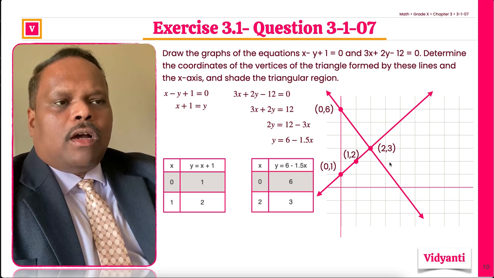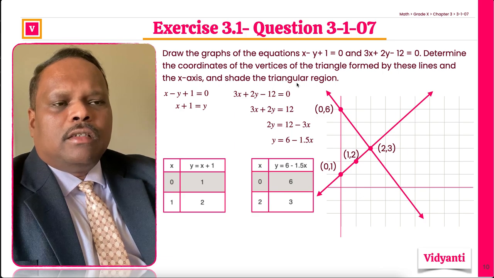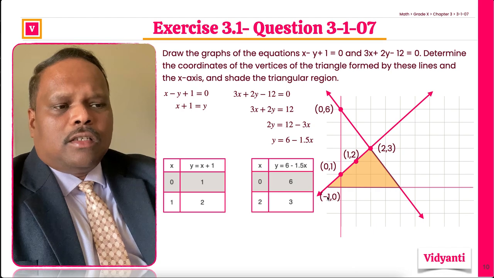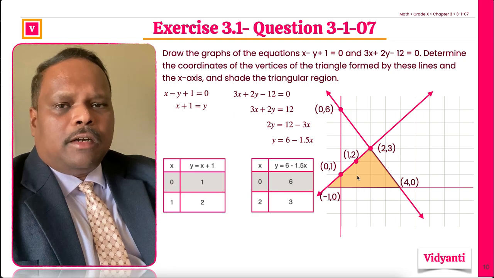Now, in this question they have asked something different: shade the triangular region and find where they actually intersect the x-axis. As you can see, this is the shaded region. This is (-1, 0) where it intersects right here, and then we have (4, 0). So these are the answers, and this is the shaded region.